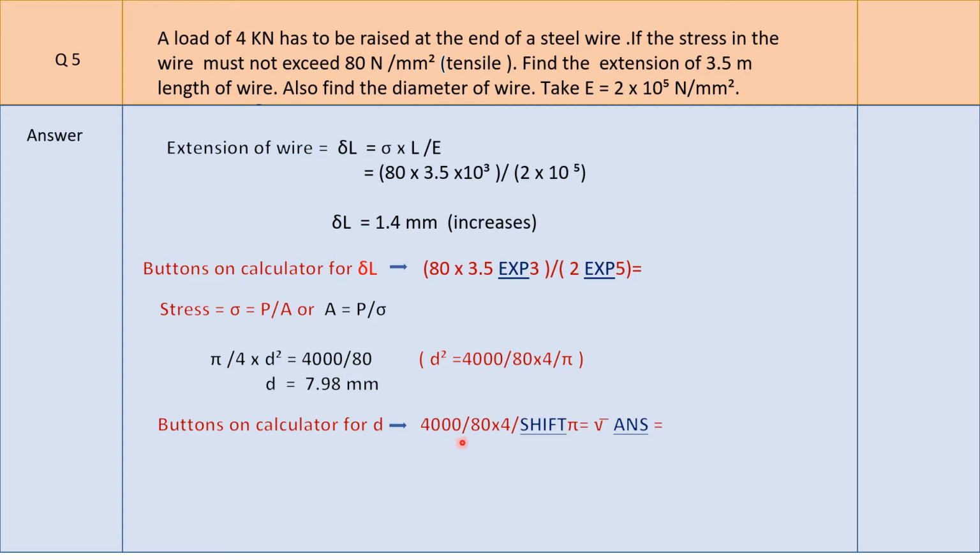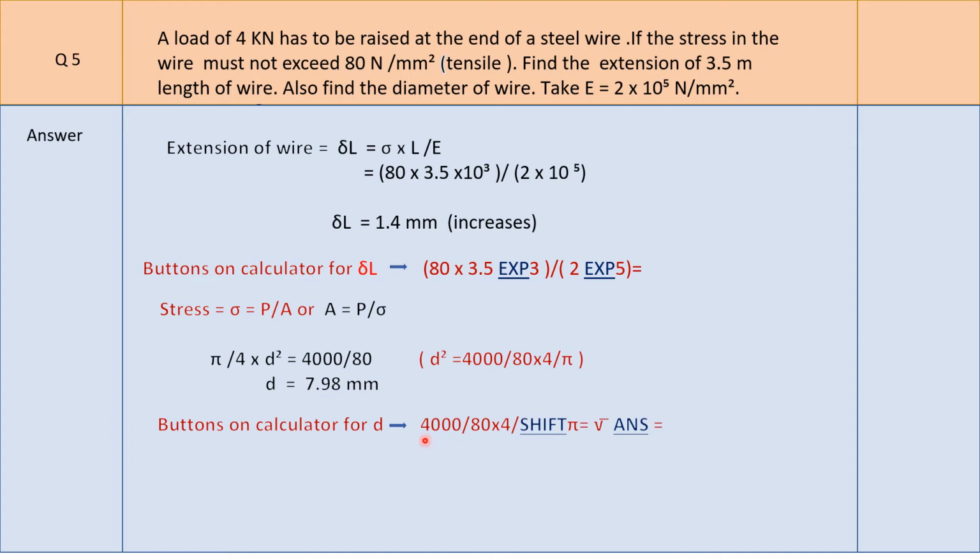4000 divided by 80 into 4 divided by shift pi. In your calculator you don't have the direct pi, you have to press the button shift, then pi is equal to. When you press this button is equal to, the answer which you are getting on your calculator is d square. You want d, so what you have to do is press this root, then answer, and then is equal to, you will get the answer 7.98 mm.